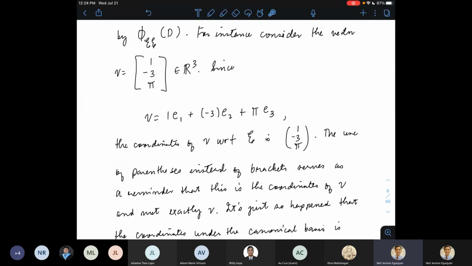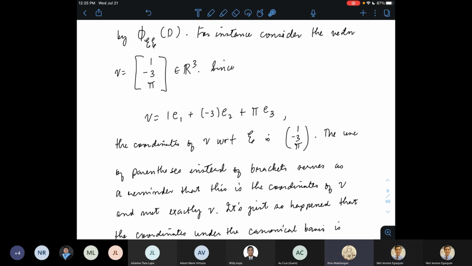So for instance, gusto kong makita ano yung image ni V, specifically 1, -3, pi, with respect to the doubling operator. Of course, if you know that D is a doubling operator, so expected na natin yung D of V is equal to 2, -6, pi, right? Kasi madali lang naman yung pagkaka-define ng doubling operator. But in case you don't know what the doubling operator is, pero alam natin yung matrix representation niya, so tingnan natin paano siya mako-compute.